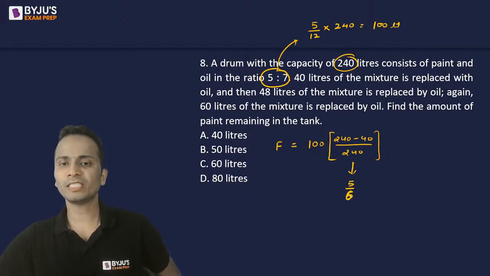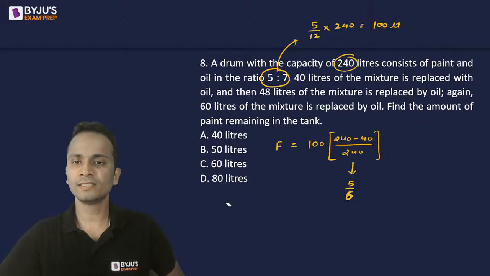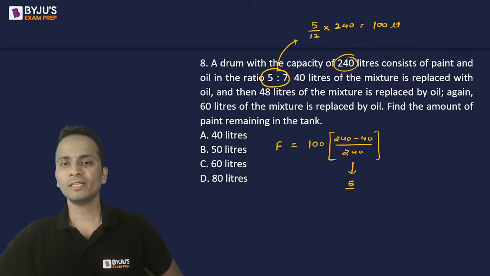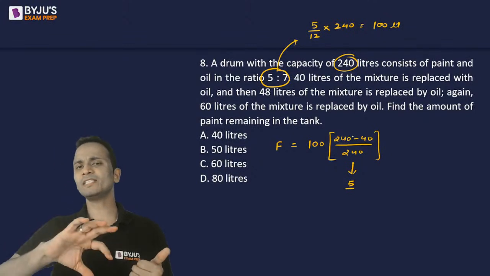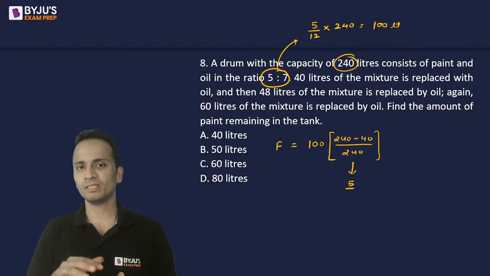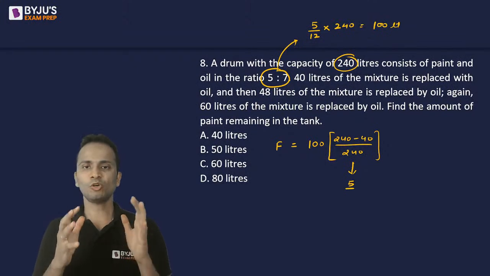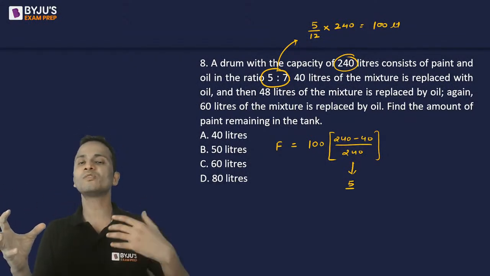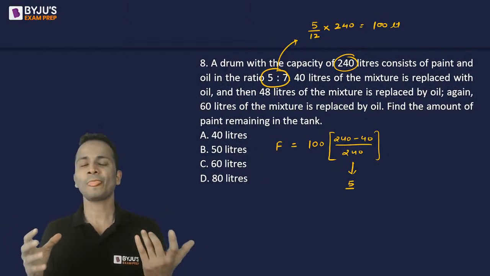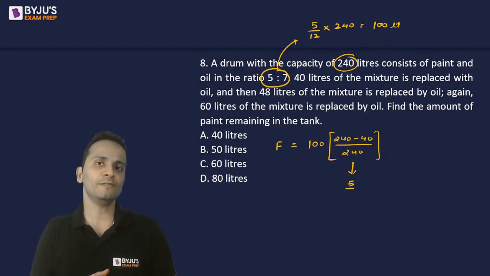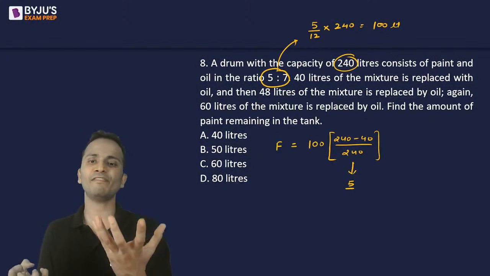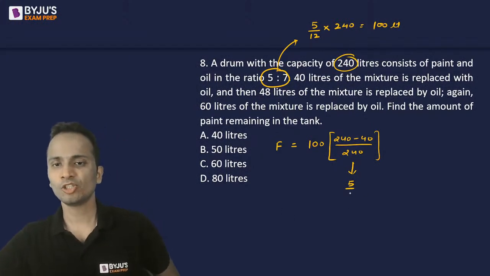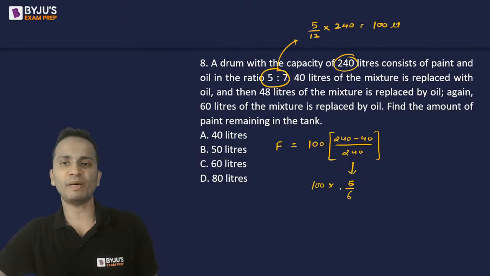So I'll explain it again. From 240, 40 liters is removed and replaced with the other thing. So 40 is what fraction of 240? 40 is 1/6 of 240. If I remove 1/6, I'll be left with 5/6. So the quantity of paint left will be 100 into 5/6.